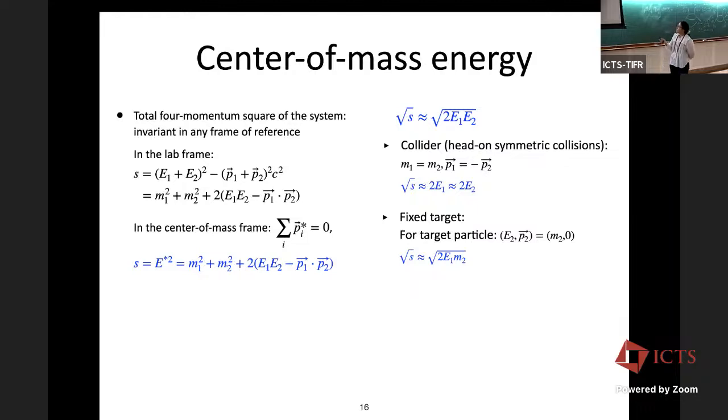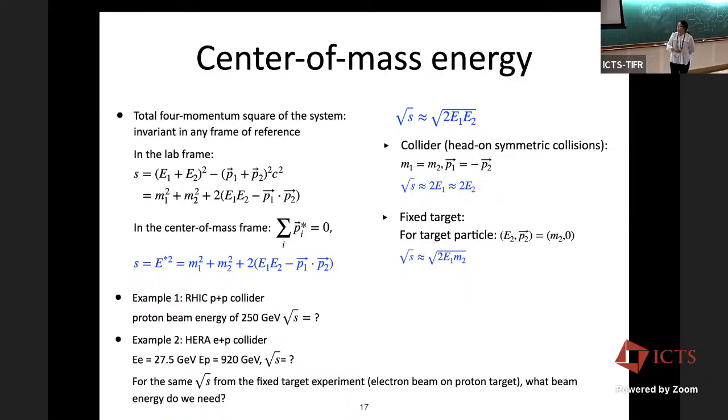Of course, for the collider, if you assume head-on symmetric collision, your energy will be just twice the beam energy. But for the fixed target, your center of mass energy will depend on both the energy of the single beam and also the mass of the target. And as you can see here, there is a square root term here. If you think about the fixed target, why it's hard to achieve higher collision energy, here's your answer. So let's look at some examples.